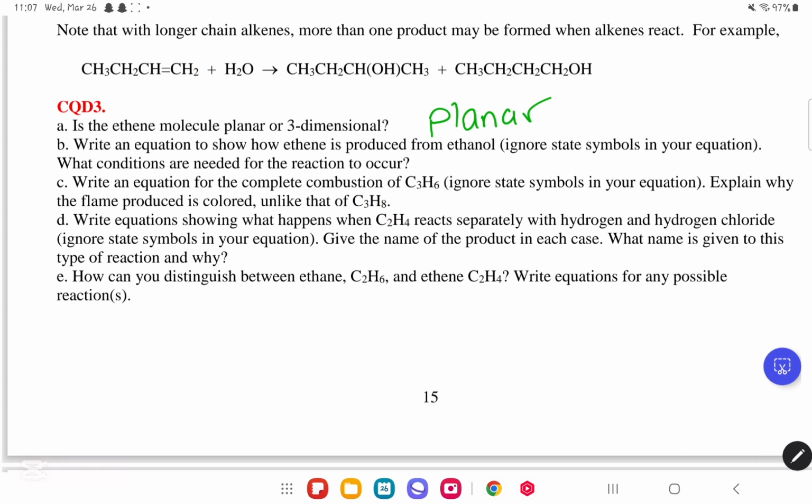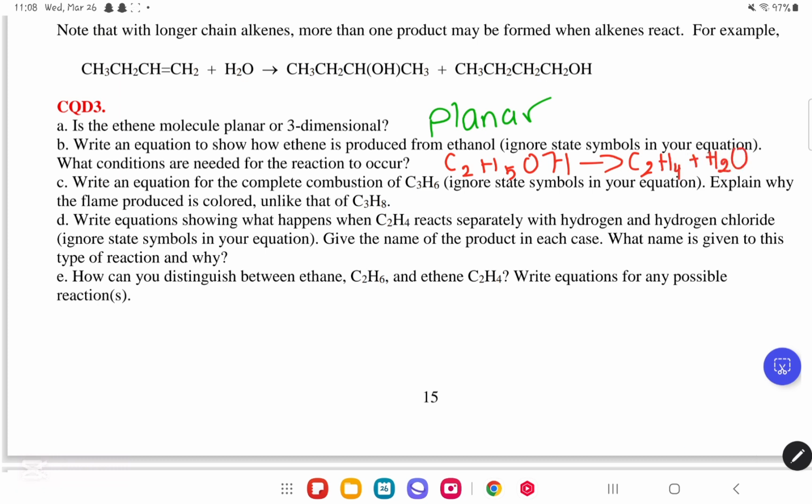Write an equation to show how ethene is produced from ethanol. Ignore state symbols in your equation. What conditions are needed for this reaction to occur? So, the equation of how ethene is produced from ethanol. First of all, ethanol, it is C2H5OH. It will decompose into ethene, which is C2H4, and water, H2O.